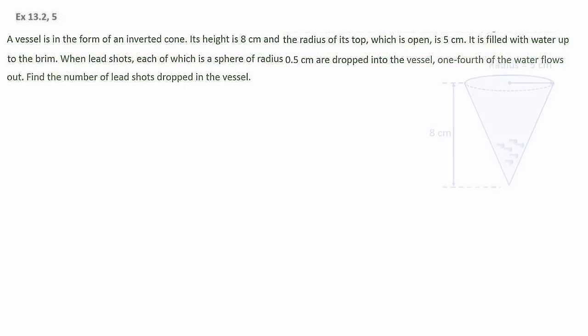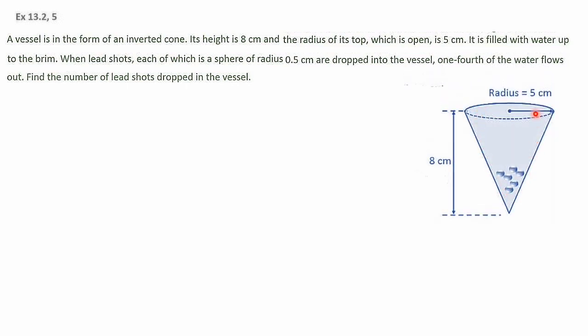So let's visualize the question. There is a conical vessel, radius is given as 5 cm and the height is 8 cm. There are several lead shots we are dropping in, and the condition is that when the lead shots come in, 1/4 of the water which is inside goes out, since the water is filled up to the brim.